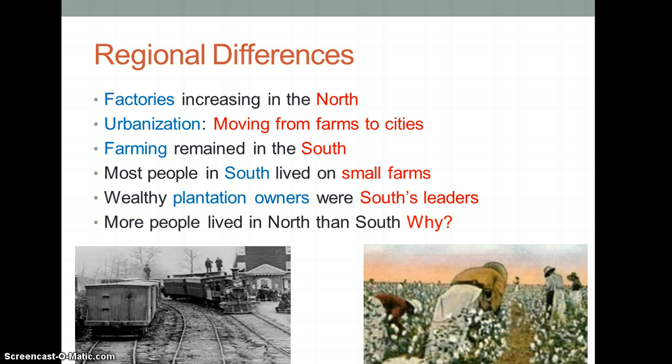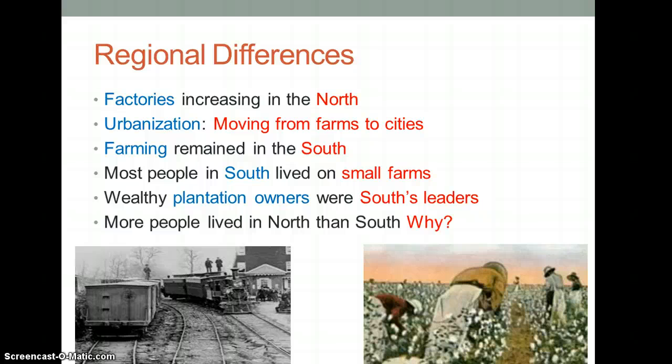Factories were increasing in the North, causing urbanization, which meant people were moving from farms to the cities. Farming still remained in the South though, and most people in the South lived on small farms. Wealthy plantation owners were the South's leaders though.